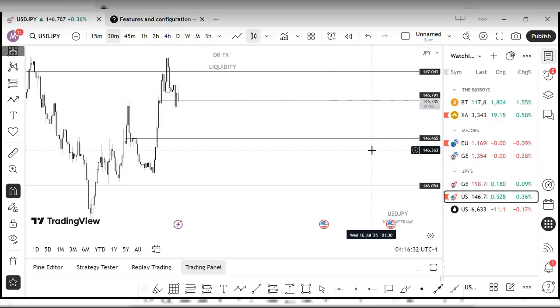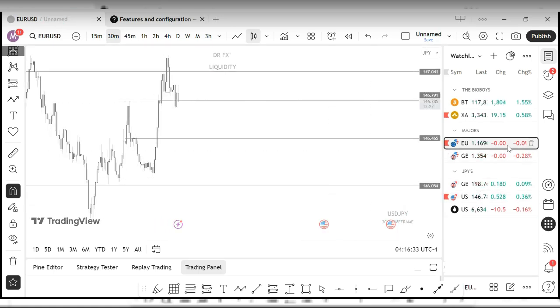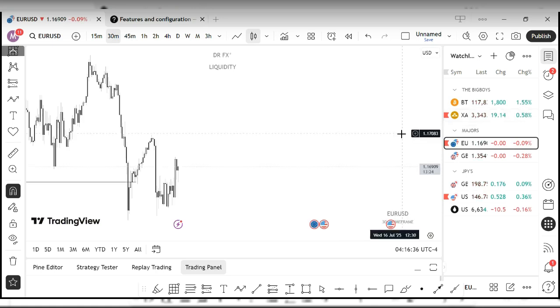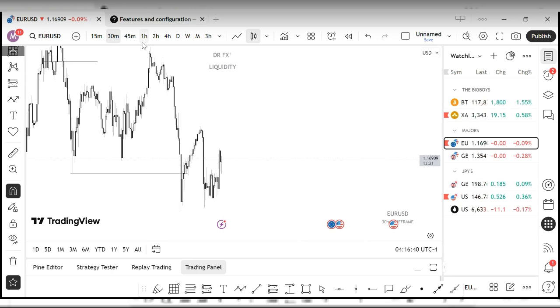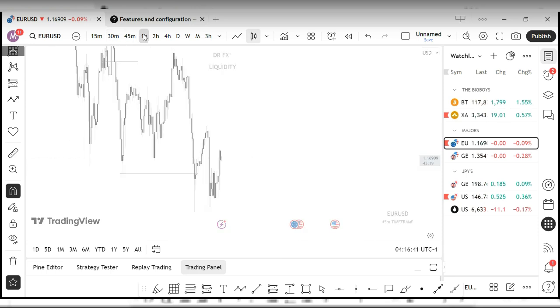GBPJPY is going down. Euro USD is going up. Wow. So look for your zone to execute from.